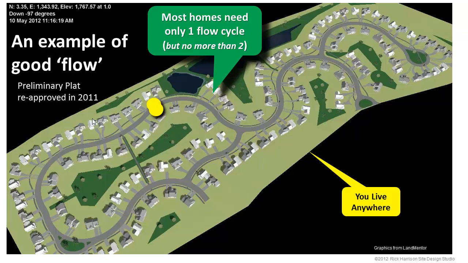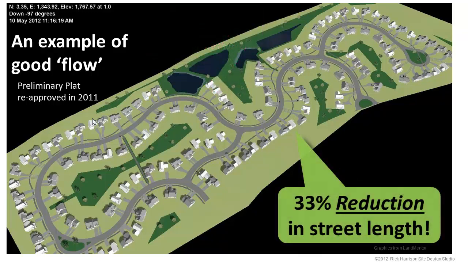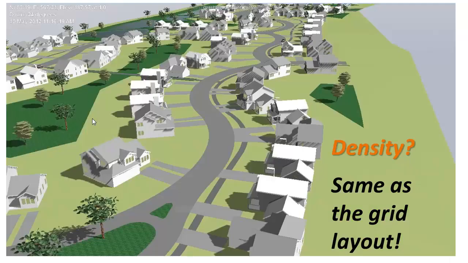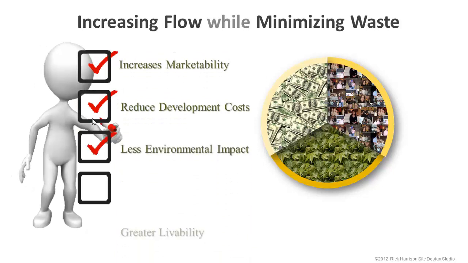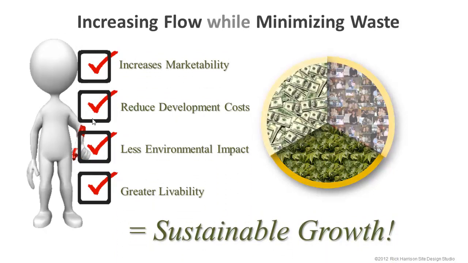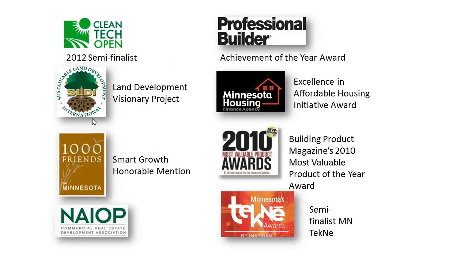So we're looking to minimize what we call flow cycles. We have 33% less street in this neighborhood, and we have the exact same density as the grid, but we have a lot more value. So increasing flow while minimizing waste is a huge impact, and you certainly aren't going to get there when you take a CAD package to minimums.